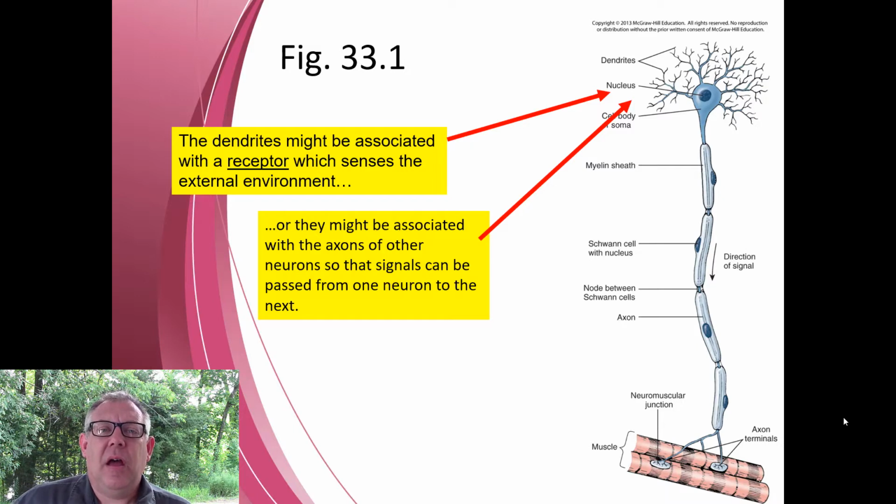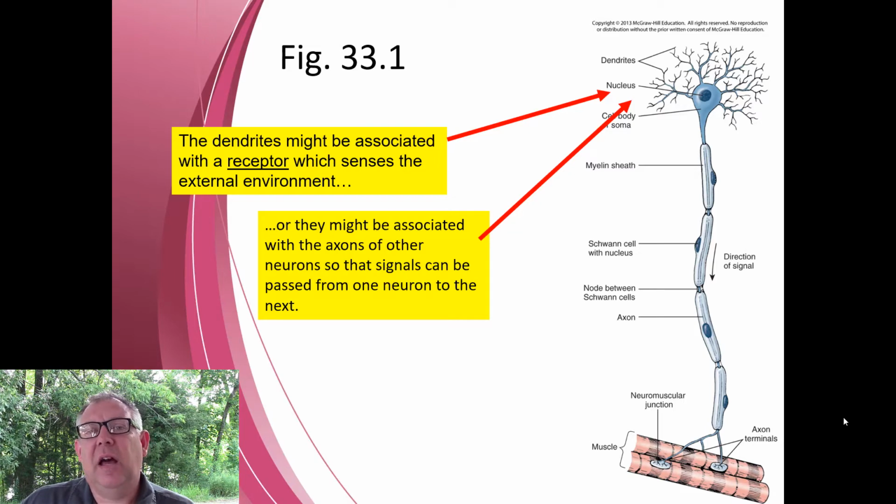So now those dendrites, there's all kinds of things that can start the signal. They might be associated with a receptor, which senses the environment. Remember, we said this is all about organisms sensing their environment. So it might be smell, or taste, or touch, or temperature, or sound, or whatever, light. And so that might be associated with the dendrite to start the signal, or that dendrite might be associated with the axon of another neuron. And so that's how a signal can get passed from one neuron to another.